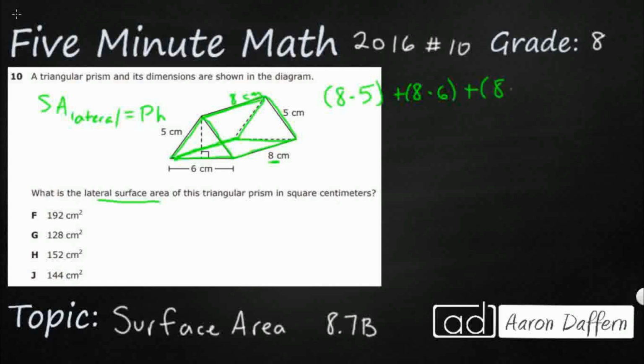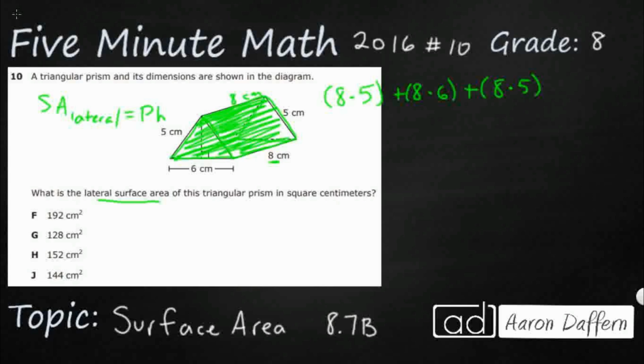All right, so if I were to add those 3 up, that would give me my lateral surface area. If I wanted my total surface area, I'd have to grab those 2 triangles as well, and that is going to be a different equation. So I'm not worried about the 2 triangles. I'm just worried about these 3 rectangles right here.